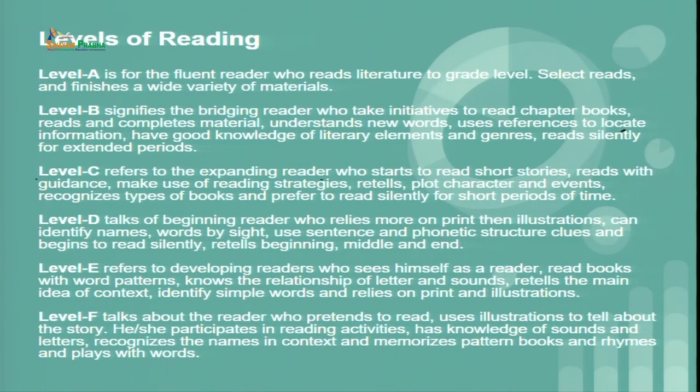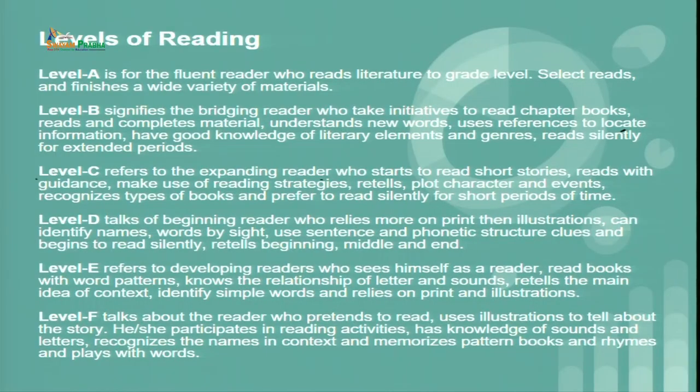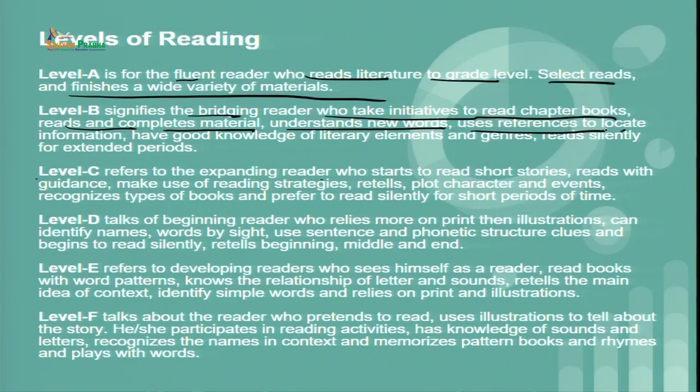Now let us see the slide and identify our learner's standing with regard to different levels. At level A, the learner is fluent, who can read literature to grade level, select reads and finishes a wide variety of materials. Level B signifies that the reader is working as a bridge, who takes initiative to read chapter books, reads and completes materials, understands new words, uses references to locate information, has good knowledge of literary elements and genres, and reads silently for extended periods.